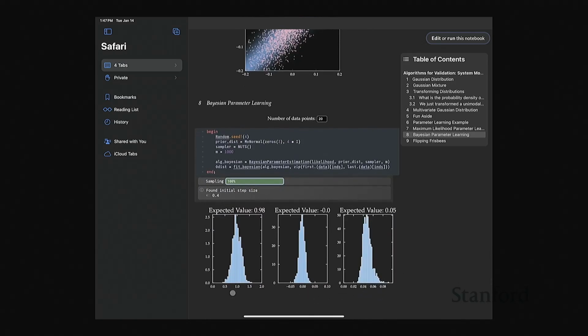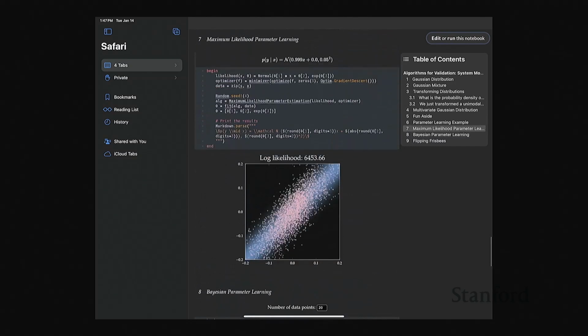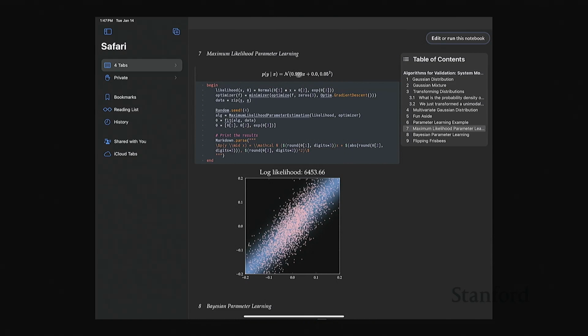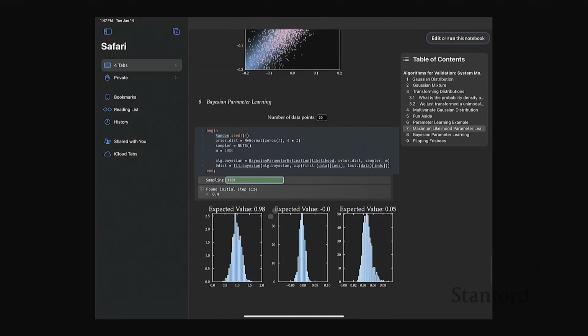So again, the axis labels are missing. I apologize for that. But you can see this is samples of theta 1. So if you look back to our maximum likelihood estimation, we thought theta 1 was around 0.999. Theta 2 was around 0, and theta 3 was around 0.05. So you can see here our expected value using these samples is 0.98, so we're pretty close. But now we have a full distribution of possible values for theta rather than just one value.